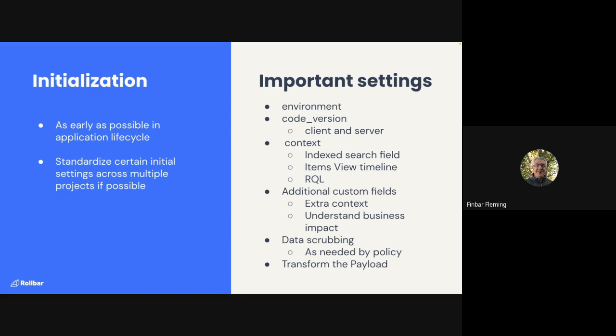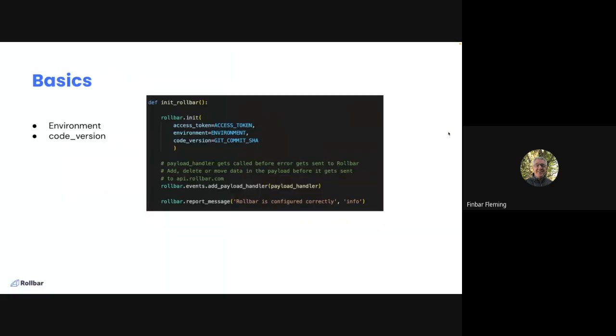And then the next section here is around data scrubbing. If you have any policies internally about data scrubbing, do include that as part of your Rollbar configuration. And then the last one is around transforming the payload. There are two important events that you can intercept before an error gets sent to Rollbar. The first one is that you can make a decision not to send a particular error to Rollbar, or you can also make a decision to modify the payload before it gets sent to Rollbar.